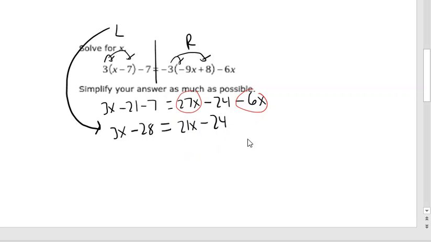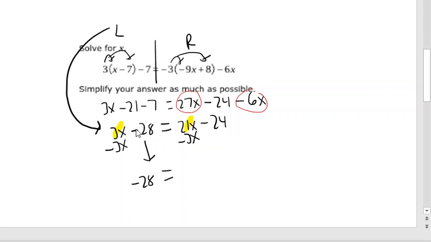Now from here, we want to get the two terms that have the same variable, this term and this term. We want those to be on the same side of the equal sign. So we can either subtract 3x from both sides, or we can subtract 21x from both sides. Because I want to be left with something that's positive, I'm going to go ahead and just subtract 3x from both sides. And when we write down what we have left on the left side, it's a negative 28.